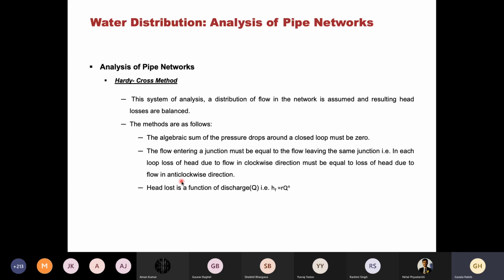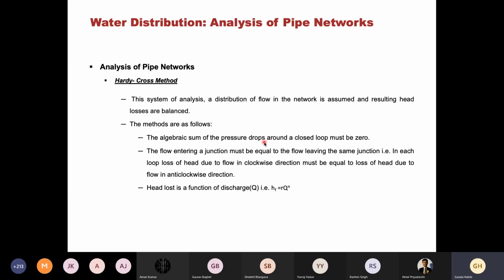The other analysis of the pipe network is the Hardy-Cross method. In this system of analysis, the distribution of flow in the network is assumed, and the resulting head losses are balanced. So one flow is assumed, and then depending upon the length and material of the pipe, because you are assuming the flow rate, you can determine the head losses in each pipe, in each branch, sub main and branch. The method is as follows.